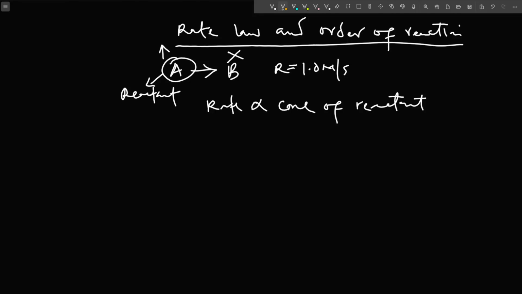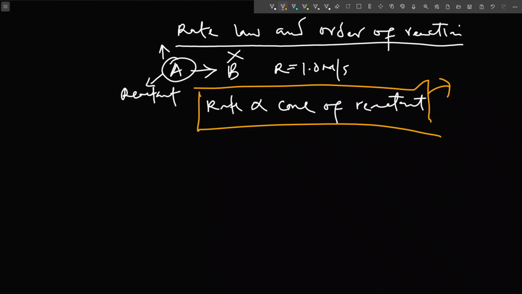This here is what we call rate law. So rate law simply states that the rate of a reaction is directly proportional to the concentration of the reactant. Please don't make a mistake in this: not product, but what? Reactant. That means that the rate of a reaction depends on the concentration of the reactant.